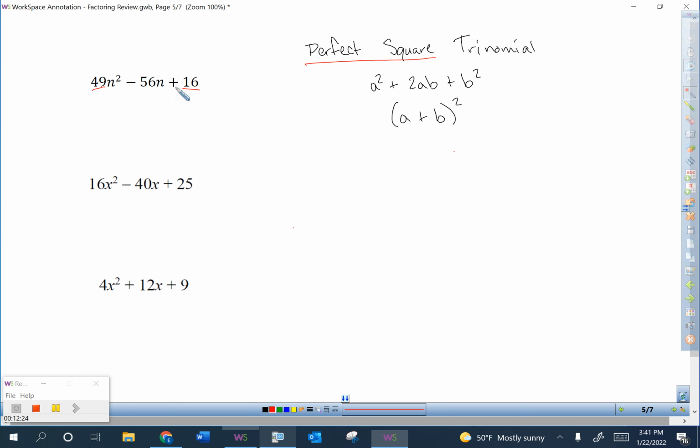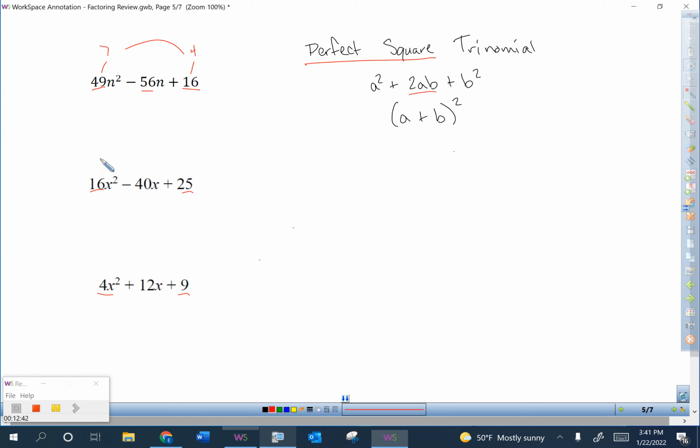14 is a perfect square, same way. So the first and the last term of all of these are perfect squares, and when that's the case, we can check the middle term. Here's what I mean by that. If we were to take the square roots of these, 7 and 4, this middle term should be exactly double of what those are multiplied to be. So when we multiply 7 times 4, double that is 28, and that's our 2ab.